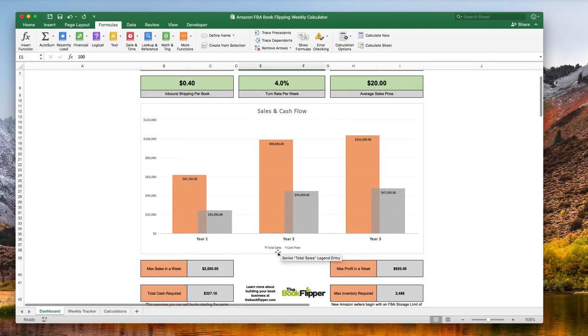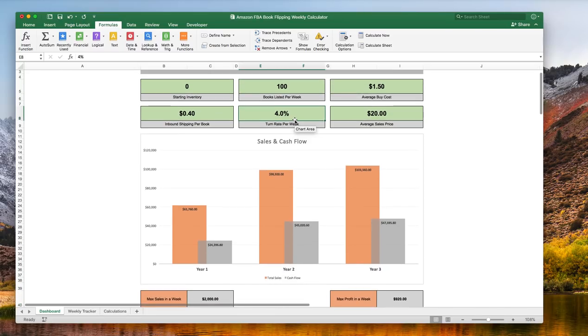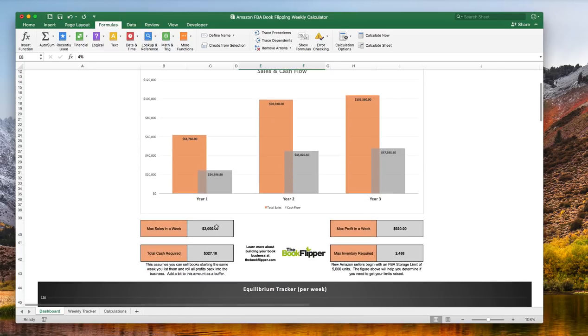Let's walk through some of the other metrics. Your max sales a week, if you only ever got 4%. And again, these numbers aren't going to be perfect. Your turn rates may be a little bit slower in some of the slower months, and they may be significantly higher. We're going to assume that everything is nice and equal and steady, which is just not the case in business. But your max sales in a week would be $2,000.